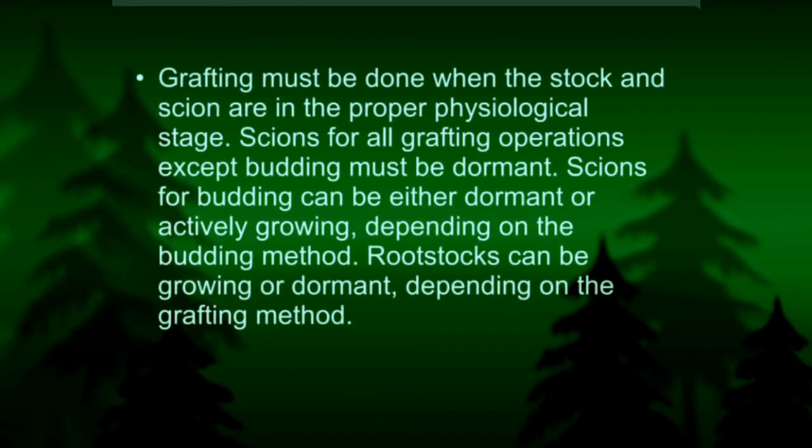Grafting must be done when the stock and scion are in the proper physiological stage. Scions for all grafting operations except budding must be dormant. Scions for budding can be either dormant or actively growing, depending on the budding method. Rootstocks can be growing or dormant, depending on the grafting method.